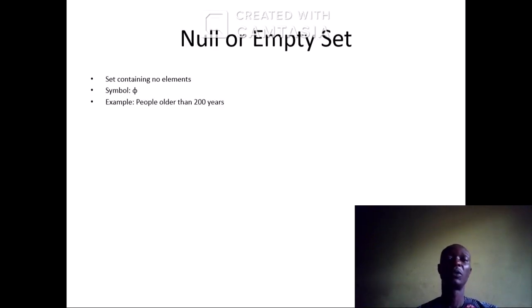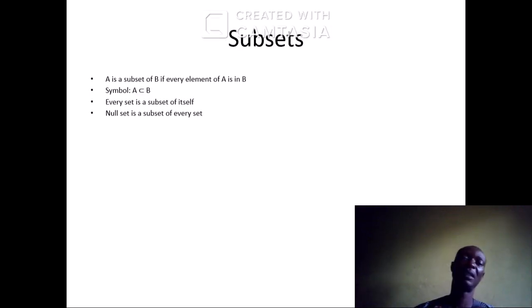So we also have what we call the empty set. An empty set is a set that contains no elements. And when you are writing it, don't write curly brackets and put a dot inside. If you put a dot, it may be an element. So we have the symbol there. For example, people older than 2,000 years. Do you have anybody on earth that is more than 2,000 years old? No. So that will give us the empty set.